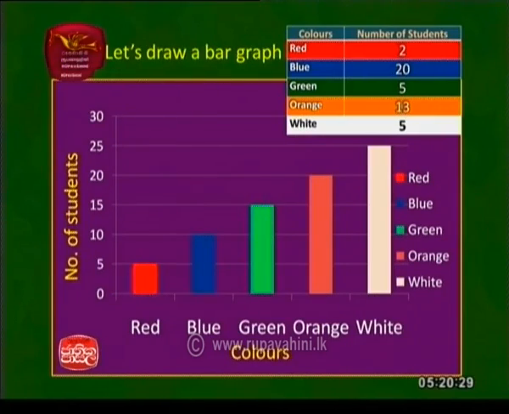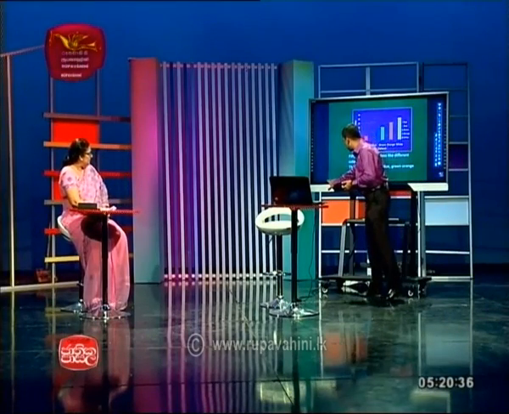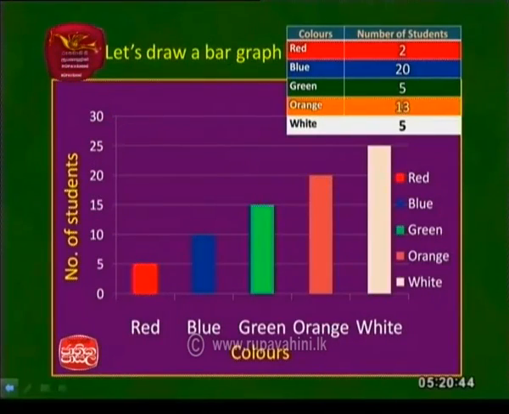Now let us see the graph here. Shall we move on to the previous one? Okay. There you see 2 sides, right? On one side you can see the colors. The colors are given there, and on the other side you can see the number of students. Right. Now let us move on to the other one.